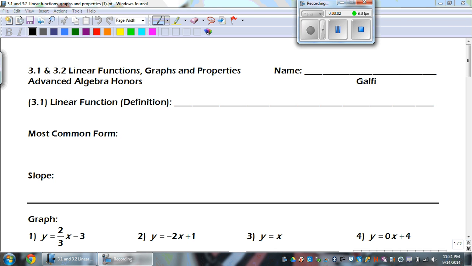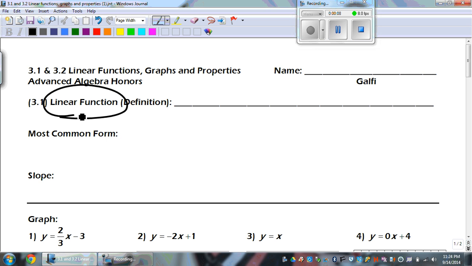Okay, so today we're going to start Chapter 3. And Chapter 3 deals entirely with linear functions. So the first thing you have to ask yourself is how can you tell that something is linear? Well, anything that has a degree of 1 is linear. So all of these problems are going to have the biggest exponent be 1.